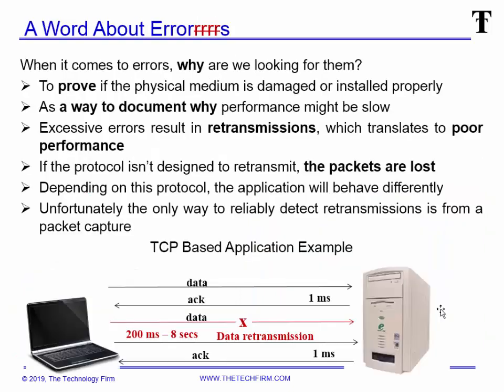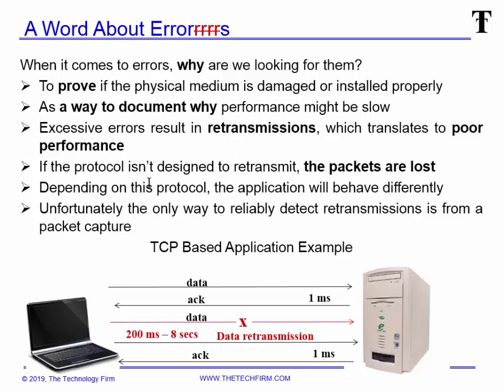So a little bit about errors at the physical level. If you do have a problem at the physical layer and a packet doesn't get to the other end, it's important to understand what that behavior is going to look like. We talk about retransmissions, and that's how you document this kind of problem. If the protocol isn't designed to retransmit, the packets are lost. That's something like a UDP packet or ICMP; those types of packets will not get resent by the protocol. The application needs to figure out, hey, something's missing, I need to resend stuff.